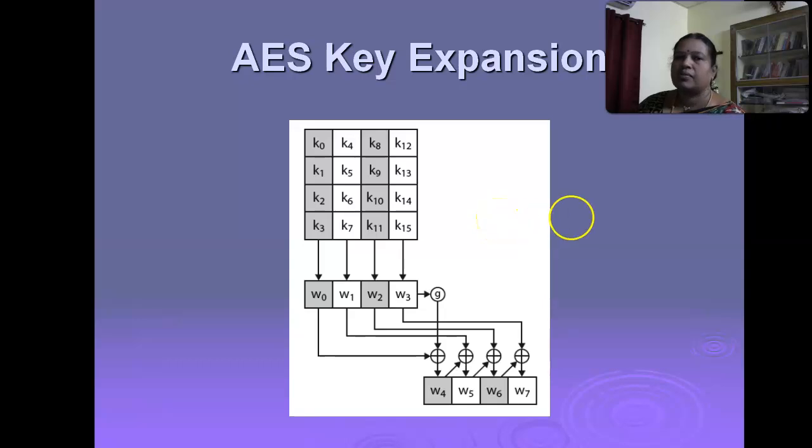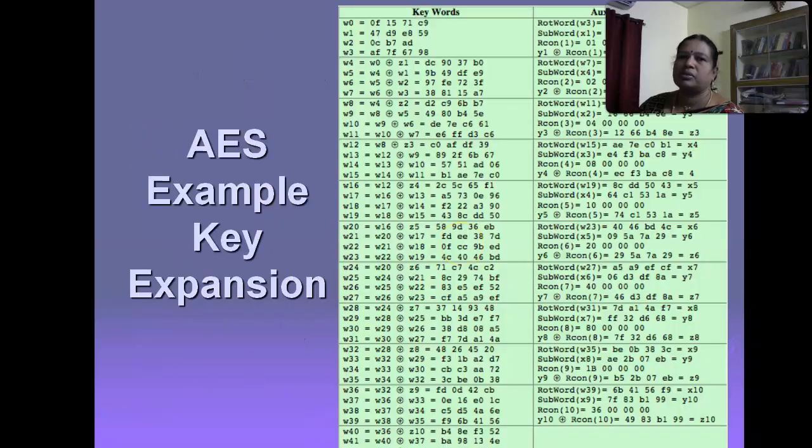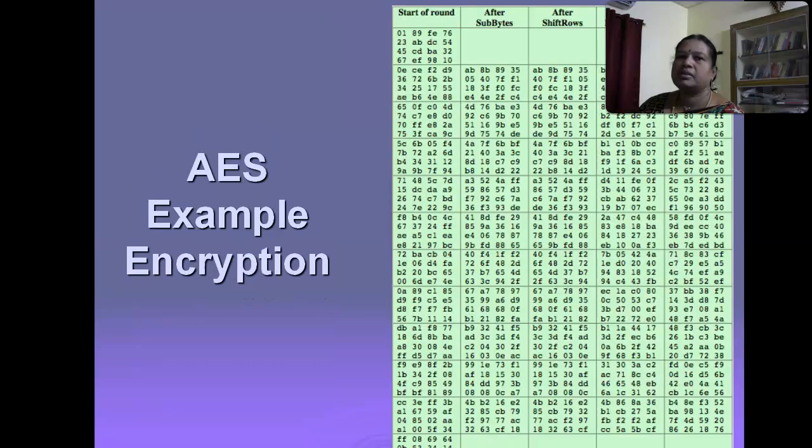Okay. Next, key expansion is rationally designed in such a way that it resists known attacks. Its design criteria include that knowing part of the key is insufficient. If we know a partial key, we cannot detect the key. And an invertible transformation. Fast on a wide range of CPUs. Use round constants to break symmetry. Diffuse key bits into round keys. Enough non-linearity to hinder analysis. And it is simple in description. So these are some examples for key expansion in AES.